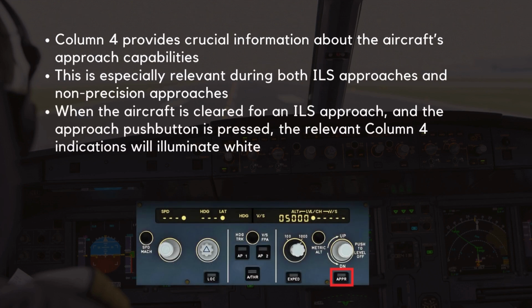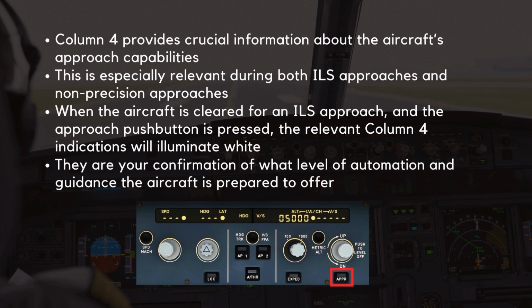When the aircraft is cleared for an ILS approach and the approach push button is pressed, the relevant column 4 indications will illuminate white. They are your confirmation of what level of automation and guidance the aircraft is prepared to offer. Let's go through each one.